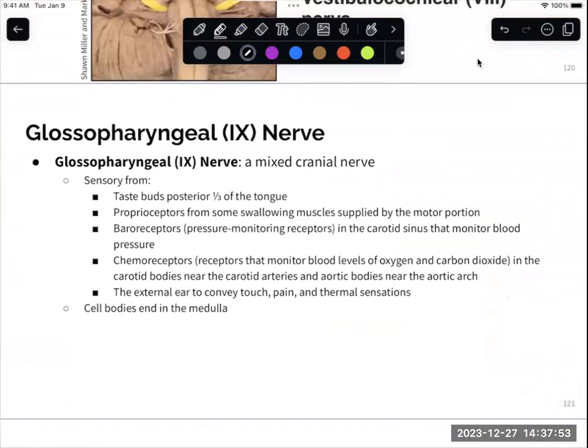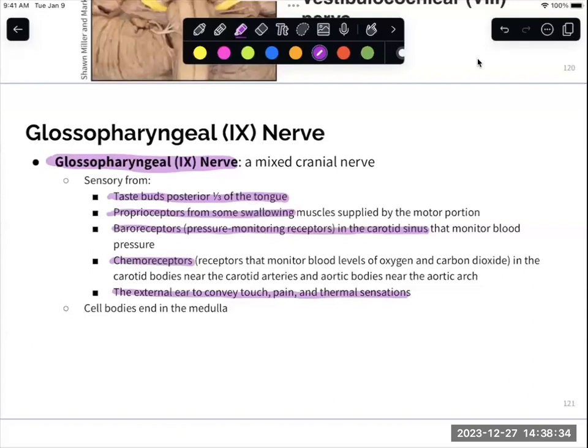Glossopharyngeal. Cranial nerve 9. This nerve does your taste buds for the posterior third of your mouth. It does proprioceptors for swallowing. Baroreceptors, so they're detecting the blood pressure in that carotid sinus. It does chemoreceptors, so it is monitoring the oxygen levels. The external ear for touch, pain, and thermal sensations.